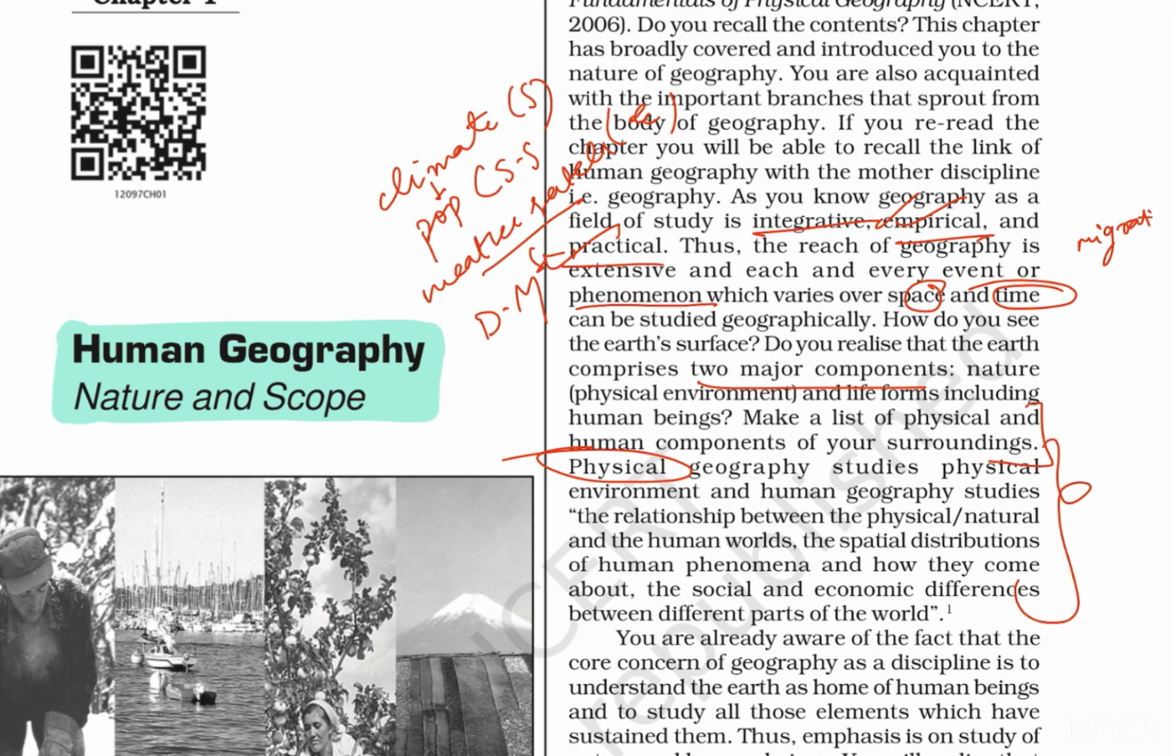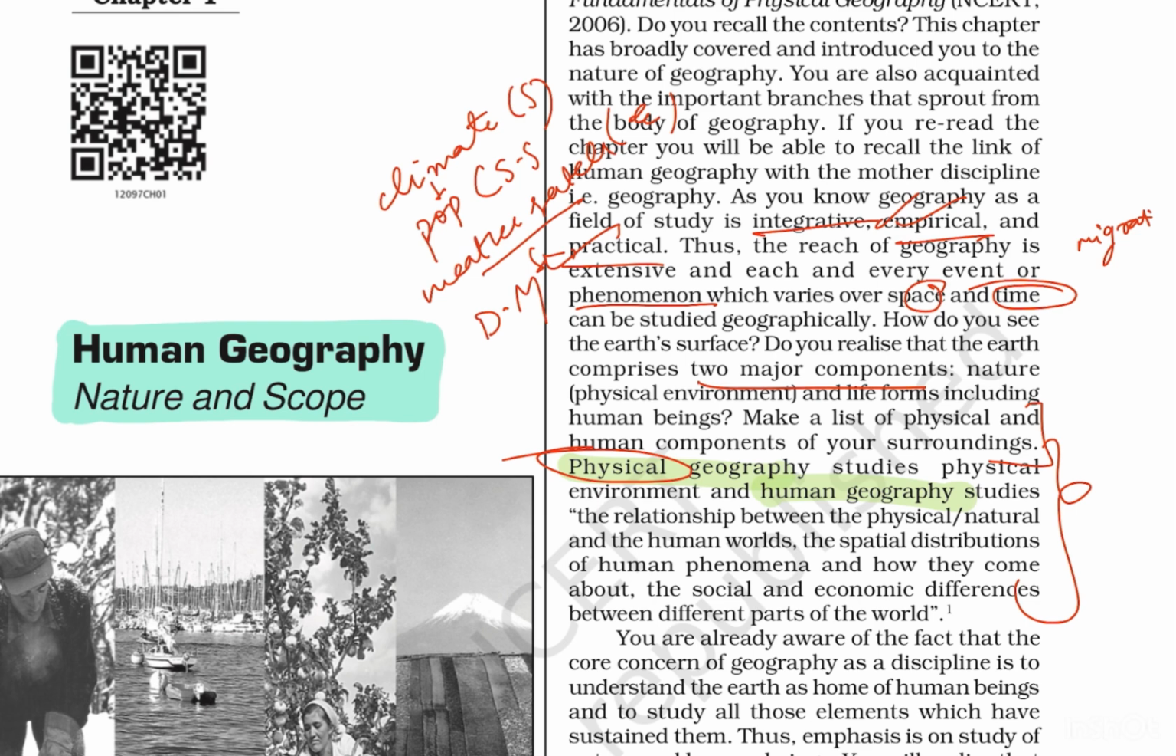Now here comes an important part that you need to understand. Physical geography focuses on the natural aspects like landforms and climate. So physical geography, which is focused on natural aspects, is studying the physical environment, and then you have human geography. Human geography studies how humans interact with nature, how the activities of people are spread out across space, and why places differ.